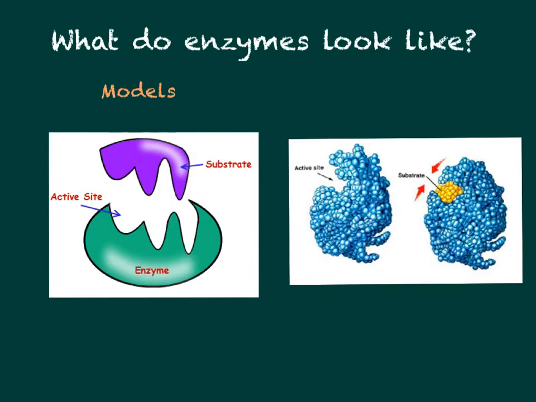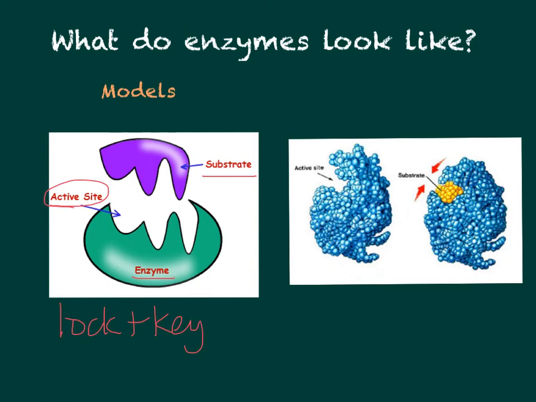When talking about what enzymes are, it's helpful to talk a little bit about what they look like, and as with many things in biology, we rely on models to display important aspects of a particular concept, in this case, an enzyme. So here's some very important vocabulary. For every enzyme reaction, we have a substrate, we have an enzyme, and then that enzyme has what's called an active site. This model on the left is what we call a lock and key.